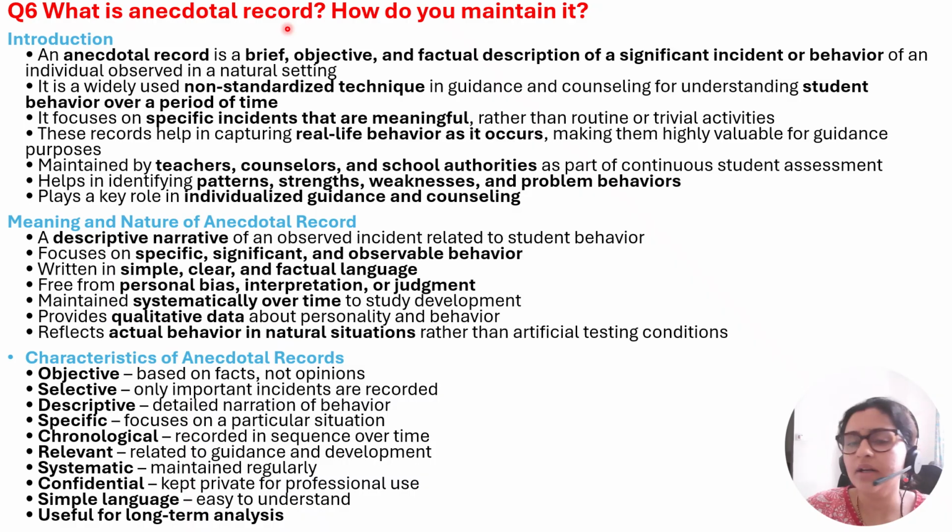What is an anecdotal record? How do you maintain it? An anecdotal record is a brief, objective, and factual description of a significant incident or behavior of an individual observed in a natural setting. That means just one quality of an individual is taken and described, and the main thing is that it is made in a person's natural setting, that is, in the person's own environment.